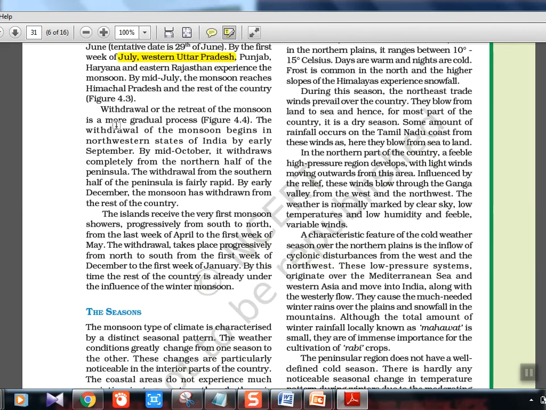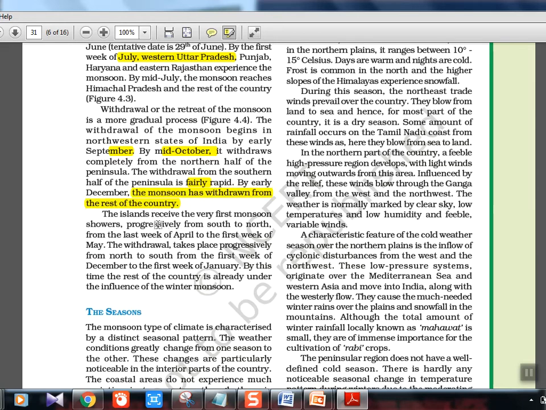Withdrawal or retreat of monsoon is a more gradual process. The withdrawal begins in the northwestern states of India by September. By mid-October it withdraws completely. The withdrawal from the southern half of the peninsula is fairly rapid. So gradually it will begin, but when it reaches the south, it is very fast. Rapidly it will end. By early December, the monsoon has withdrawn from the rest of the country.